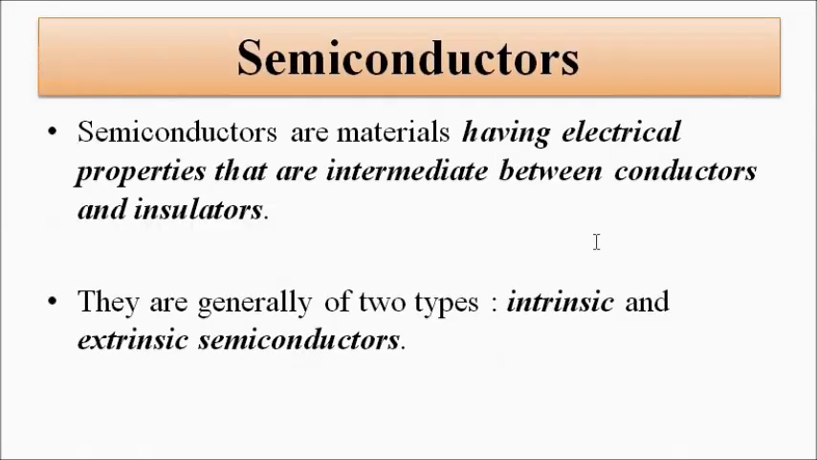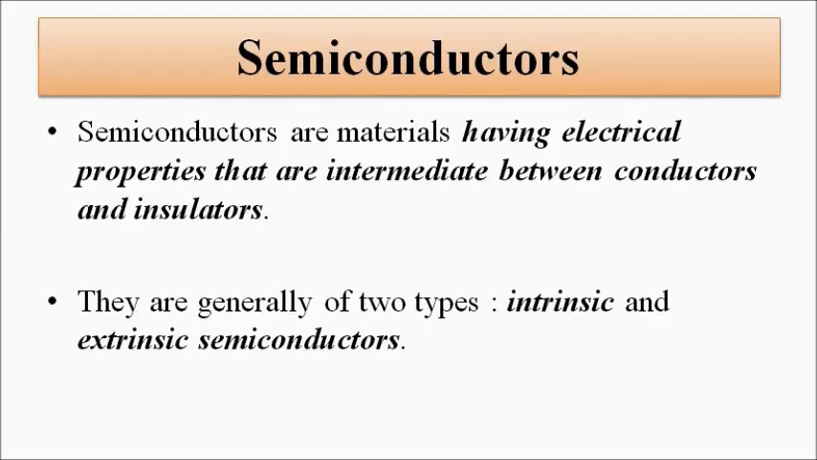Then semiconductors, which we all know, the foundation of electronics is on the semiconductor material. So semiconductors are those materials which have electrical properties that lie in between conductors and insulators. Now they are generally of two types, intrinsic and extrinsic semiconductors. Now we have discussed semiconductors in the basic electronics section and the analog electronics section in detail. There I have discussed the semiconductors, the intrinsic and extrinsic semiconductors.